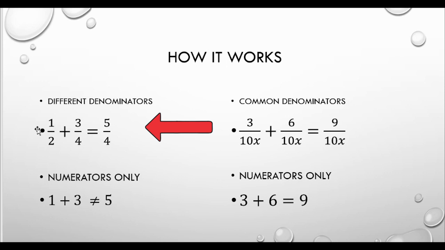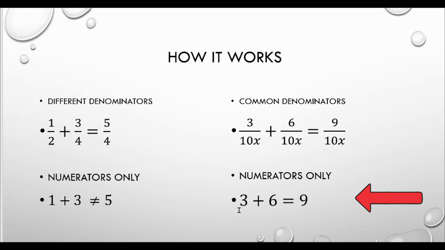Now the thing is, if we only look at the top, we get 1 plus 3. And we notice right away it does not equal 5. So the denominators are important in this one. If we look on the right side, we have common denominators. Everything has 10x on the bottom.